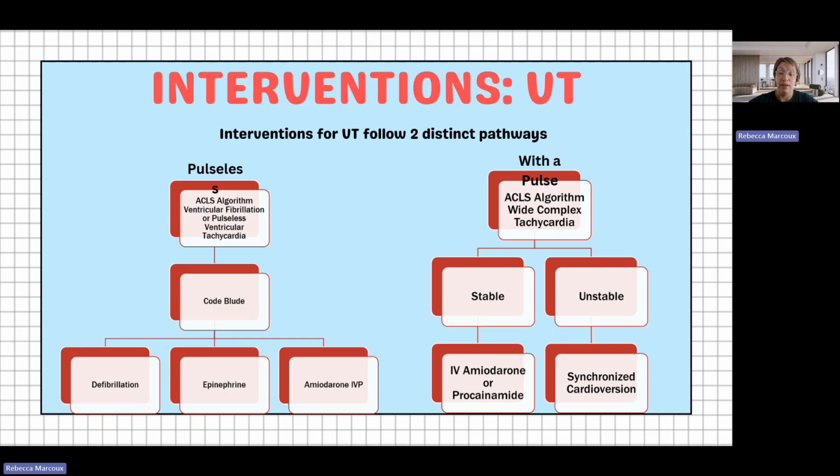When we have ventricular tachycardia with a pulse, we would follow our ACLS algorithm for wide complex tachycardia, which is further delineated into stable or unstable. So if the patient is in a ventricular tachycardia with a pulse and they are stable, so they don't have any of those signs of impaired cardiac output, we would, generally speaking, try to convert them back to a regular rhythm pharmacologically. So IV amio, procainamide.